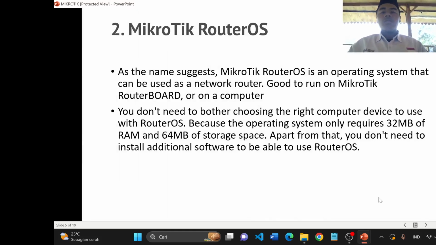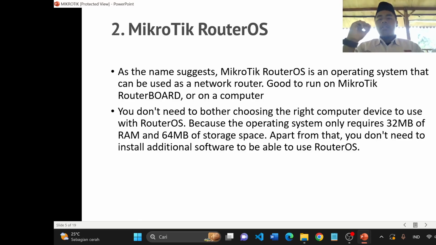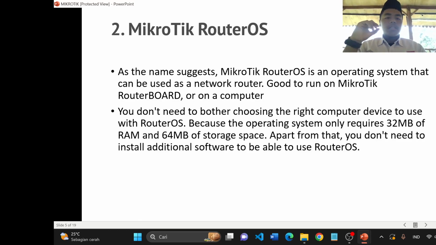2. Mikrotik RouterOS. As the name suggests, Mikrotik RouterOS is an operating system that can be used as a network router, to run on a Mikrotik RouterBoard or on a computer. You don't need to bother choosing the right computer device to use with RouterOS because the operating system only requires 32 megabytes of RAM and 64 megabytes of storage space. Apart from that, you don't need to install additional software to be able to use RouterOS.